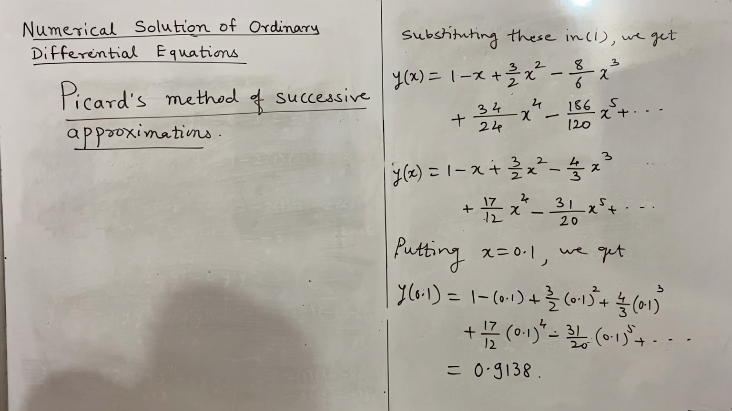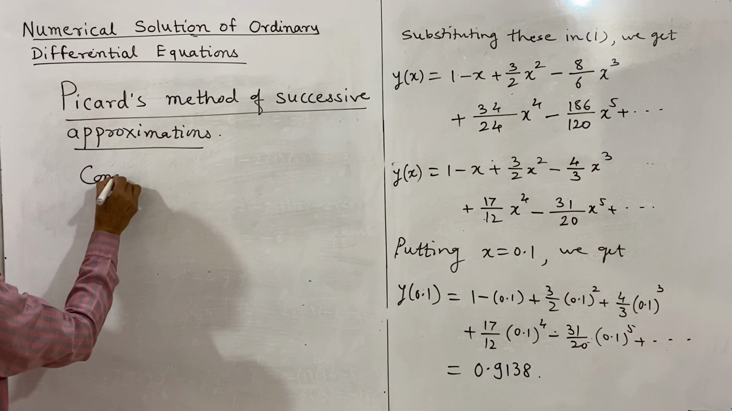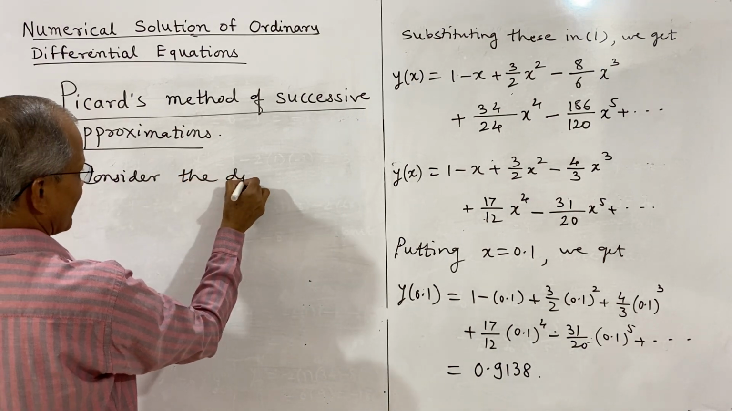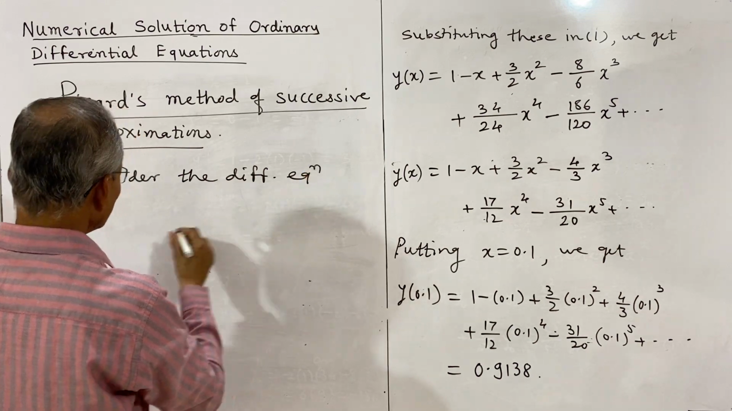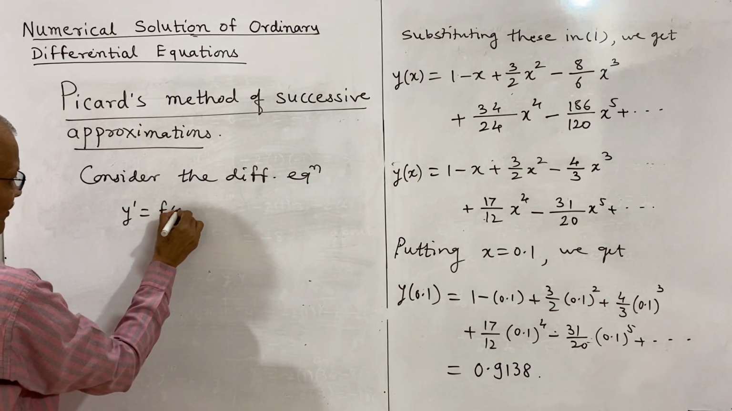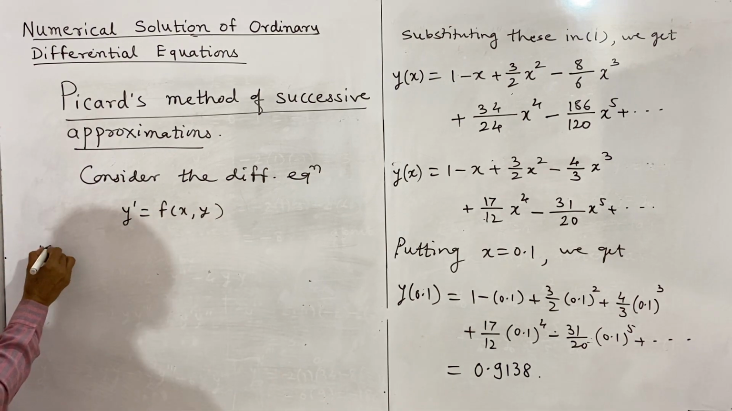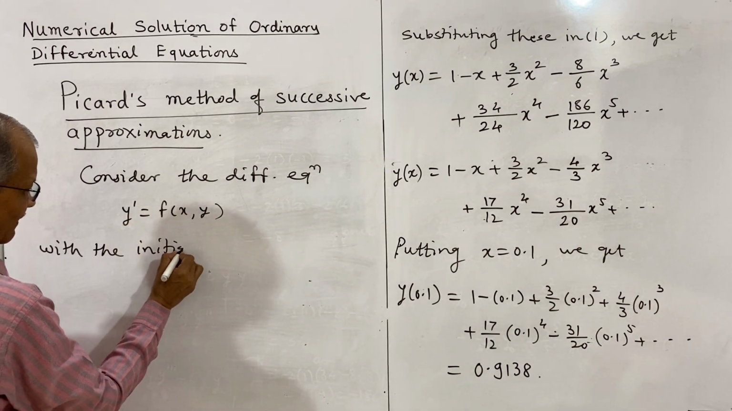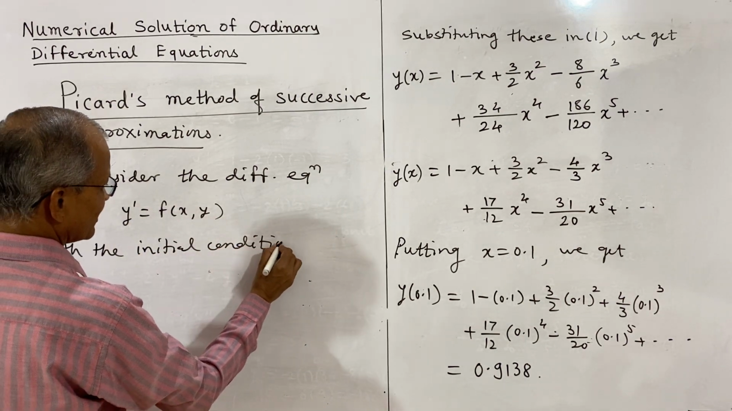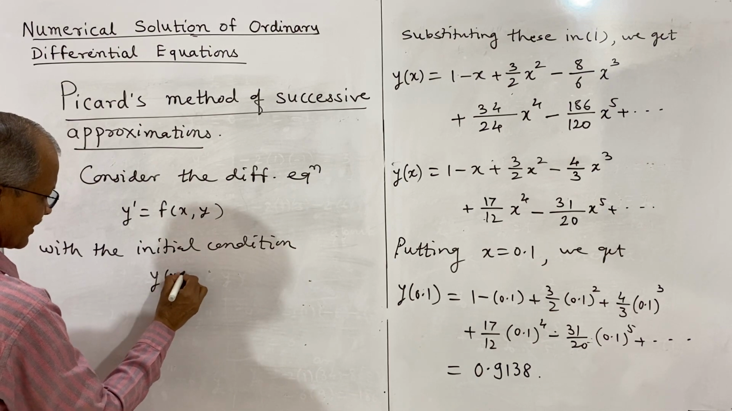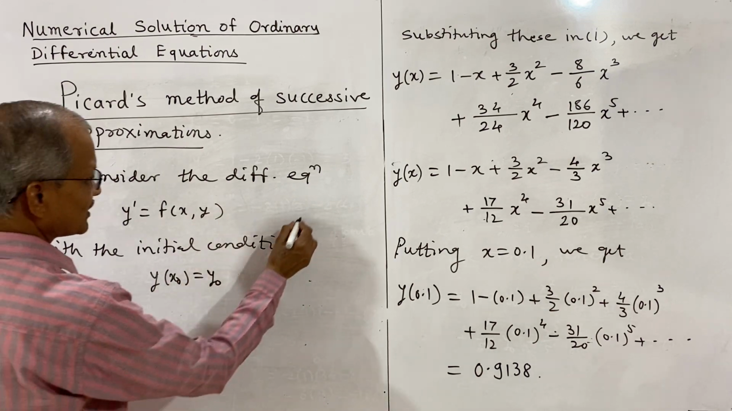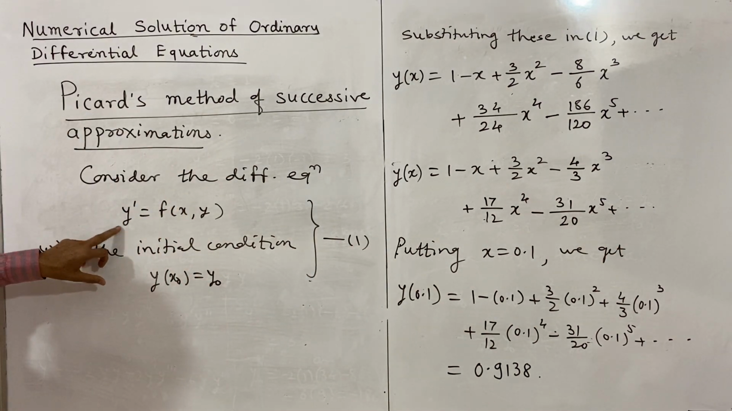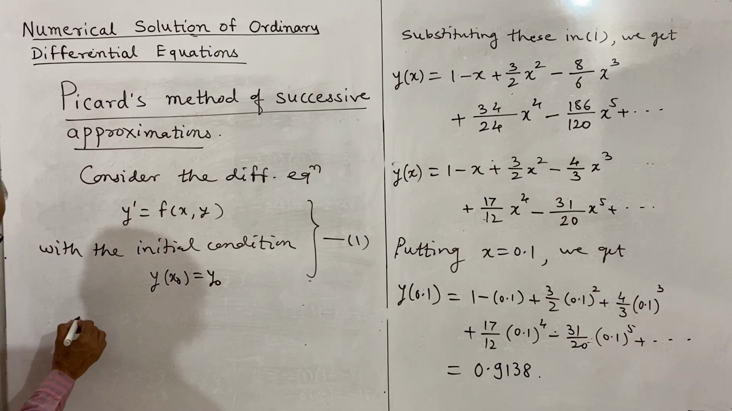We consider the same differential equation as in the Taylor series method. Consider the differential equation y dash is equal to f of x, y, with the same initial condition, which we have written earlier as y at x naught is equal to y naught, and we call this together equation 1. First, what we shall do is integrate this.